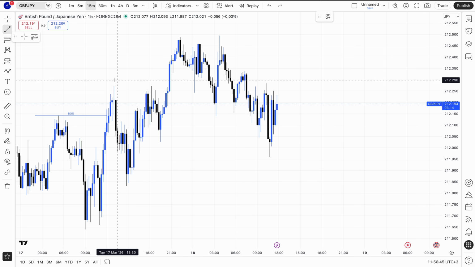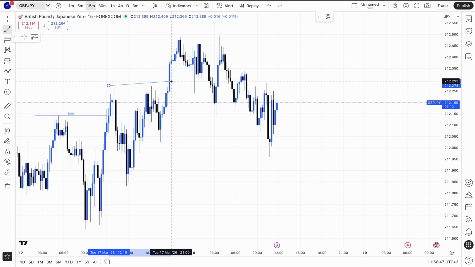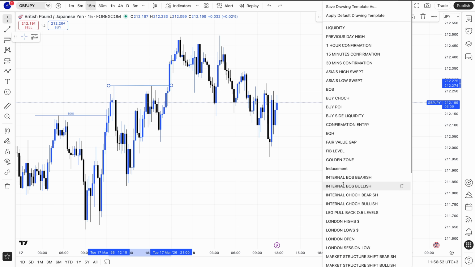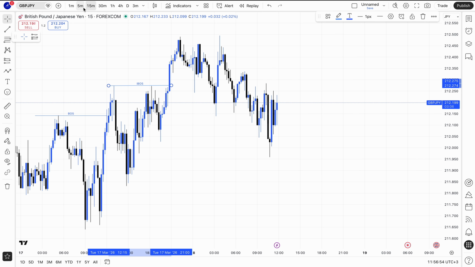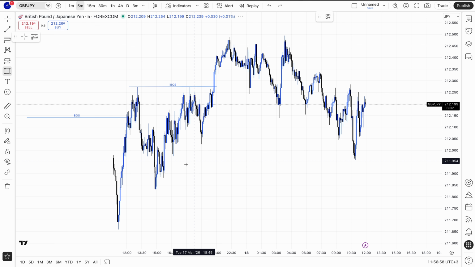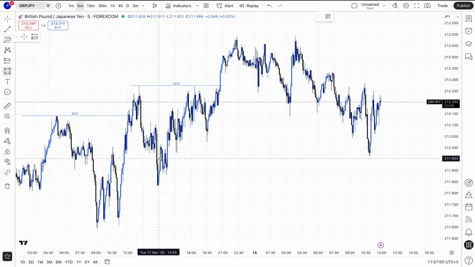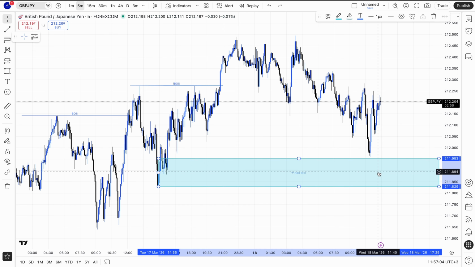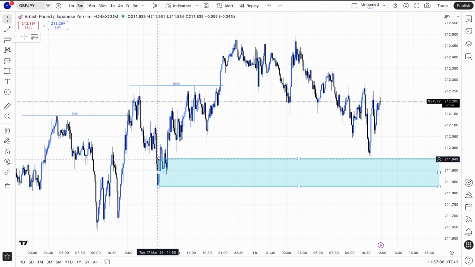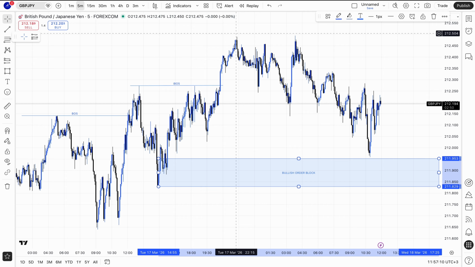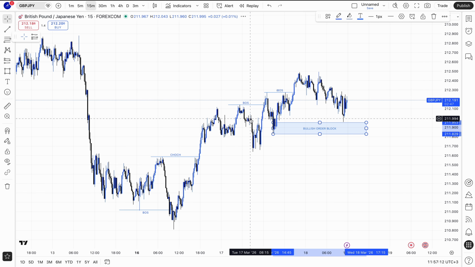Then you had to go down to our internal market structure. Then you had our break of structure to the upside, but this time around it's internal. Then we had our order block, that is 5 minutes order block. But if you look closely, the price didn't tap in. It just came a little bit closer, then it went back up.